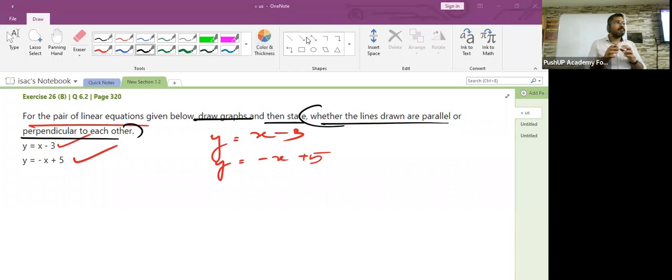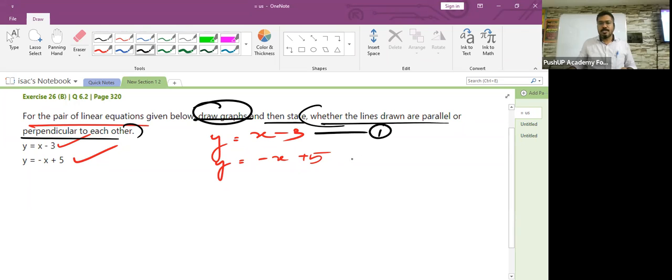They have given you a pair of linear equations here. One is y is equal to x minus 3 and the other one is y is equal to minus x plus 5. They are asking us to draw the graph for both these equations. This is equation number 1 and this is equation number 2, right?